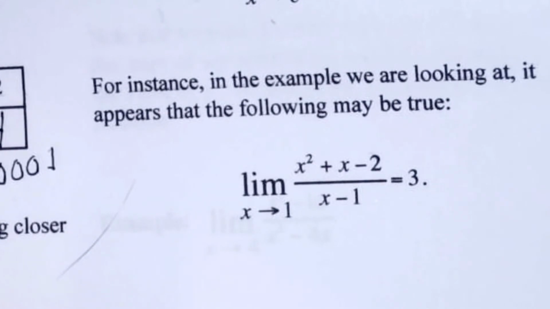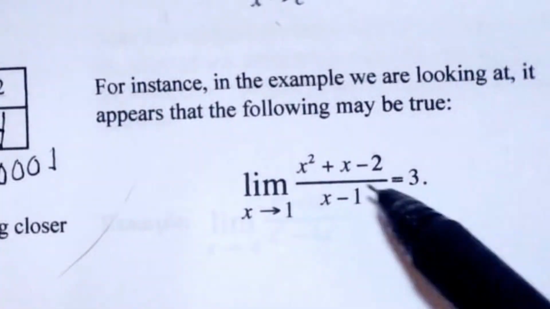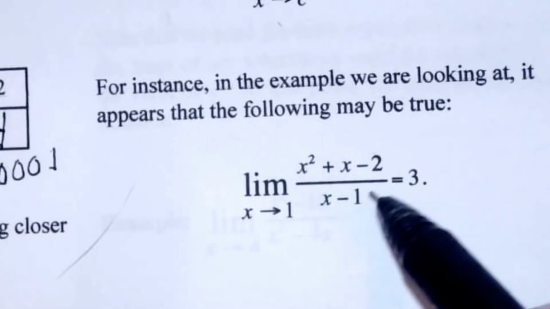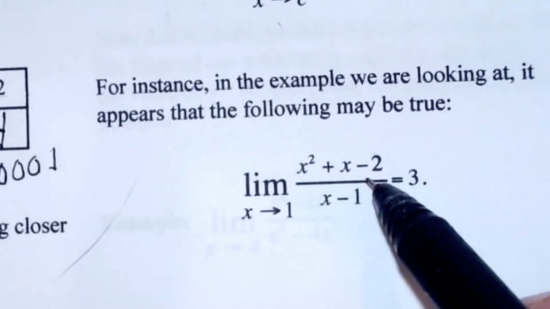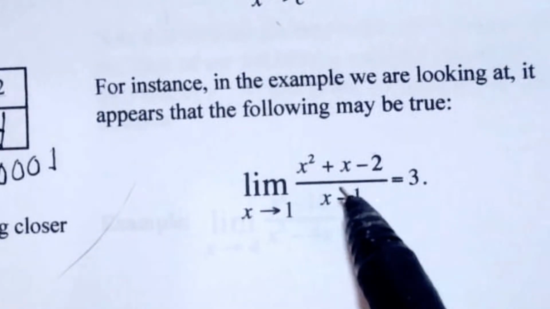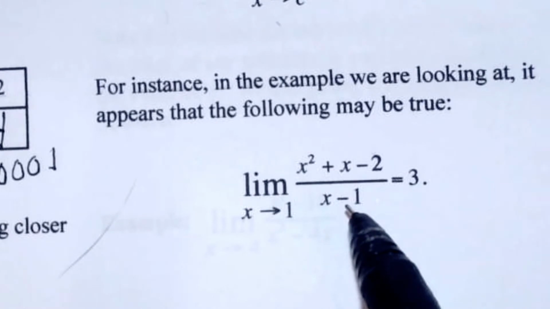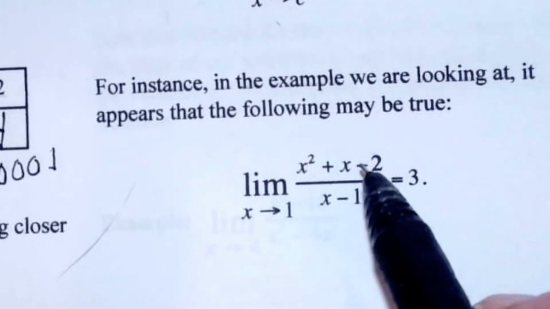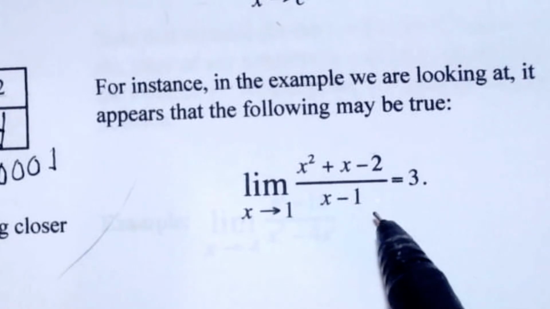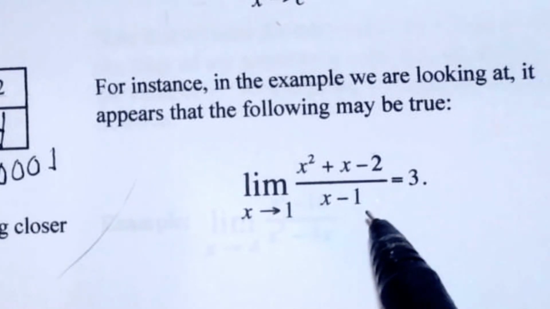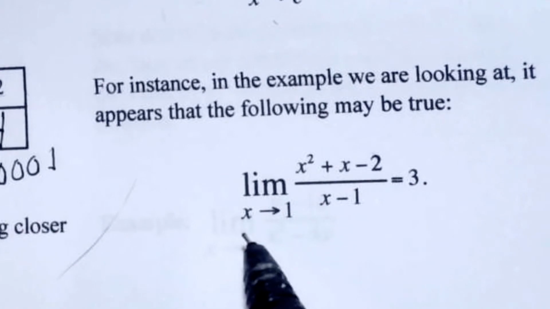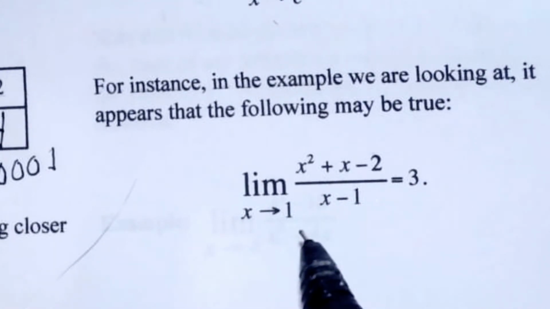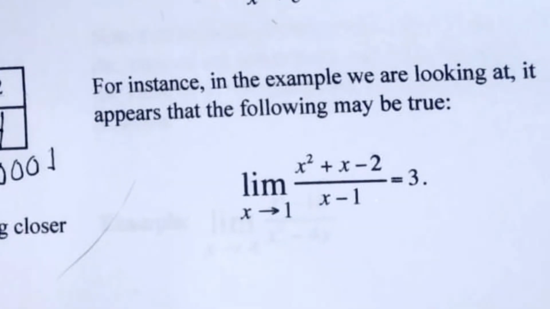Actually, it means something a little bit more than that. What it really means is we can make this expression take on a value close to 3. How close? As close as we want. Arbitrarily close, we might say. This expression, x squared plus x minus 2 over x minus 1, can be made arbitrarily close to 3 by choosing x close enough to 1, but not equal to 1.